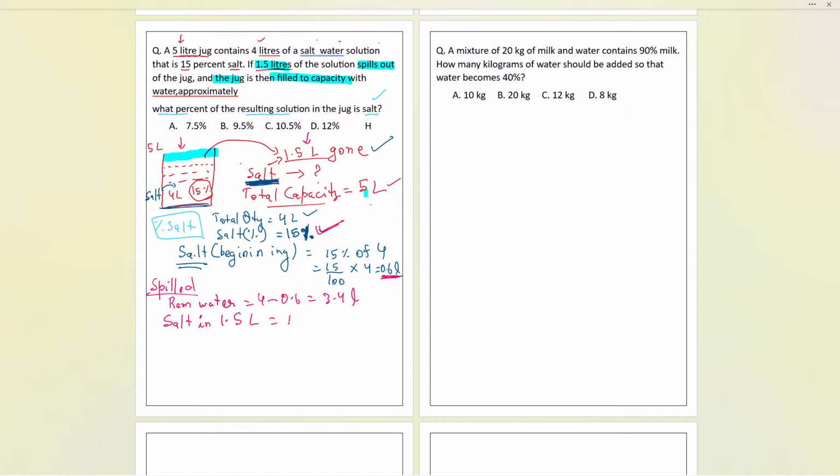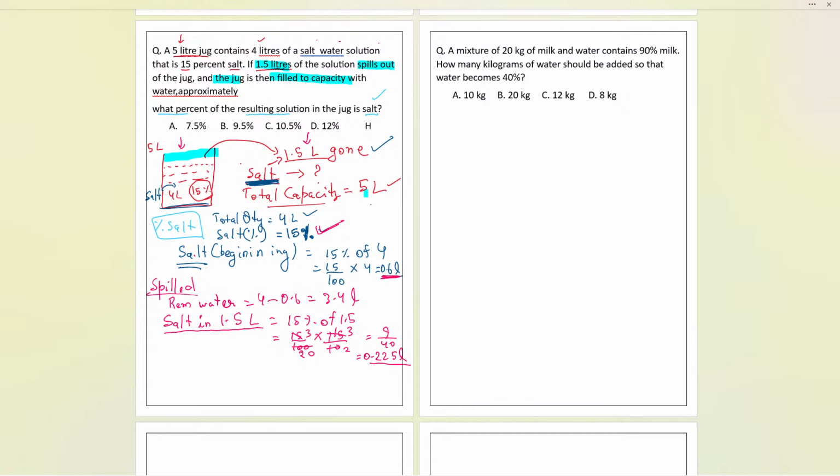Now let us calculate the salt in 1.5 liter. I'll calculate 15% of this 1.5 only. 15 by 100 of, means multiply 1.5. If I solve it, 5 times 3 is 15, 5 times 20 is 100, so it will be 9 by 40. And in decimals, it will be 0.225. 0.225 liters of what? Salt. This is the amount of salt we have got.